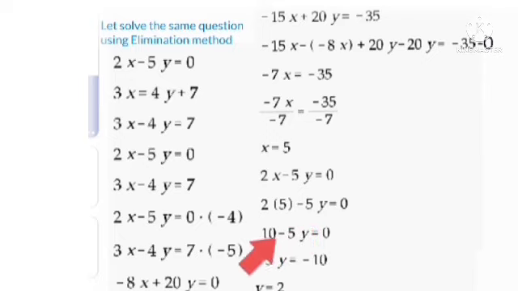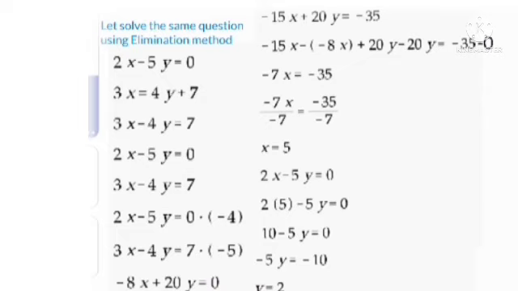So now you see that when you subtract 10 from both sides, we're going to have negative 5y is equal to negative 10. Since we have positive 10 here, in order to eliminate 10 from this place, you subtract the same number. So once you divide both sides by negative 5, you're going to get y is equal to 2. So that is the way you solve using the elimination method.